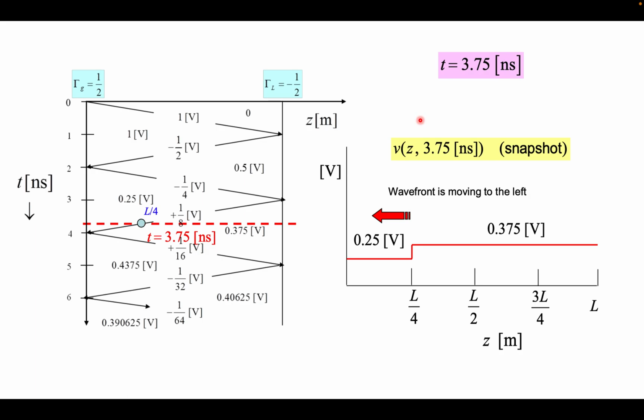Anyone else can ask, for example, please draw the voltage distribution of the transmission line at t equal to 2 nanoseconds. Then it will be a constant voltage of 0.5 volt. I asked you 3.75 nanoseconds because now it will cross this boundary and you are in the next region, so the voltage will be different. So from 0 to L by 4 it's 0.25 volt, and from L by 4 to L it is 0.375 volt. The region you are crossing is moving backwards, so your whole wavefront is moving to the left. This is basically a snapshot.